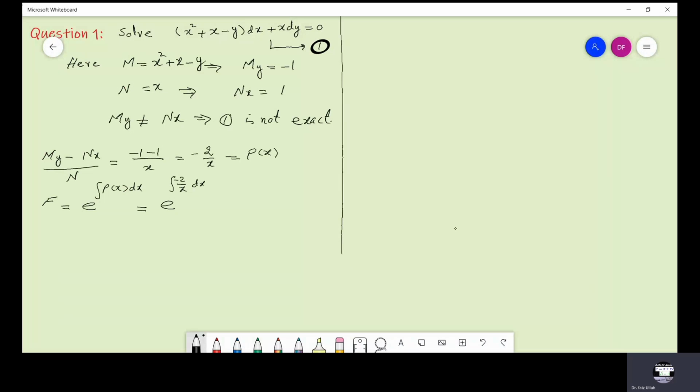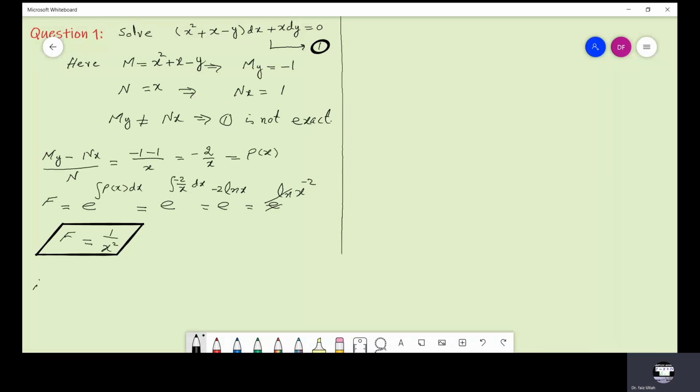If we take minus 2 as common outside from integration, we get e power integration of 1 over x, which is ln x. And here we have minus 2. So this can be written as e power ln x power minus 2. So ln will cancel with e. So integrating factor f is equal to x power minus 2, which can be written as 1 over x square. That is the required integrating factor for equation number 1.